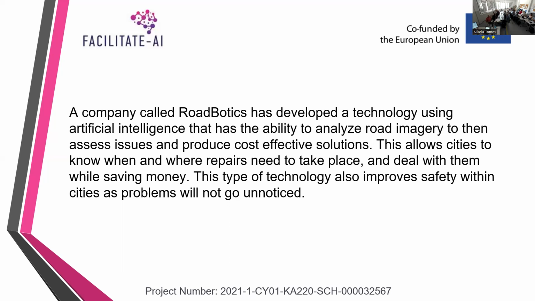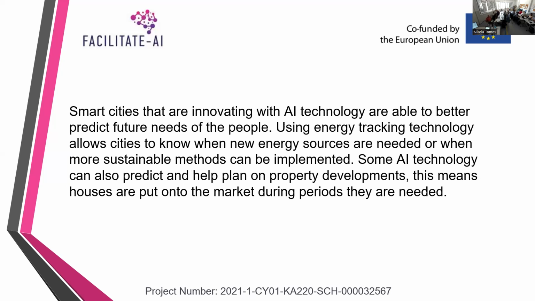For example, in different areas, different roads, there are sensors that are analyzing footage in real time, and of course they're communicating to a machine, which is then read by a human, that some action needs to be taken for a repair, for example. Smart cities that are innovating with AI technology are able to predict the future needs of people, which is also a very good way to use the Internet of Things.